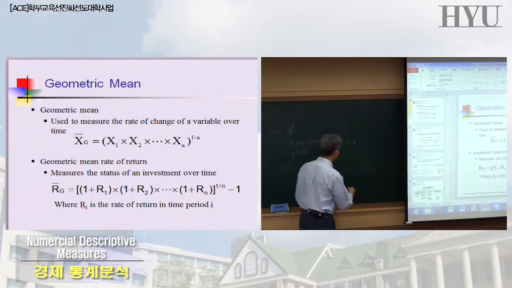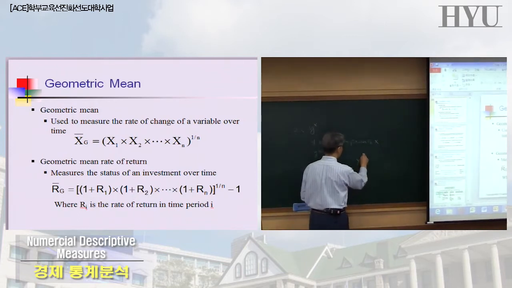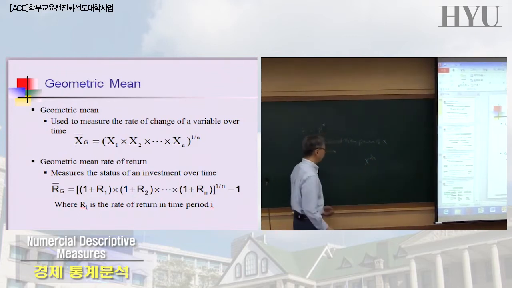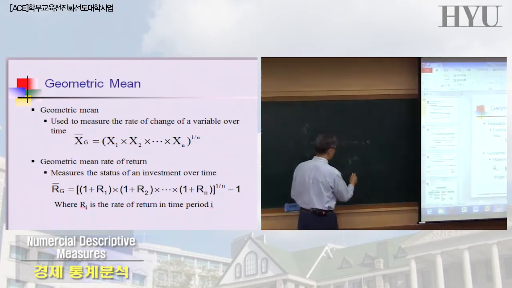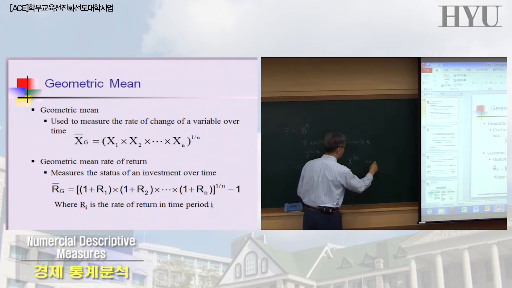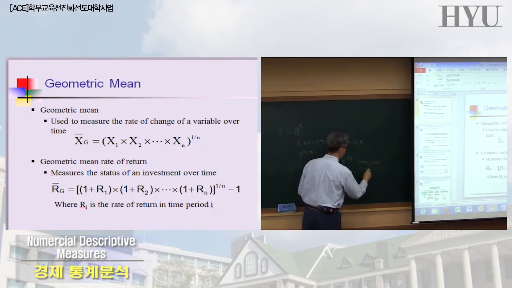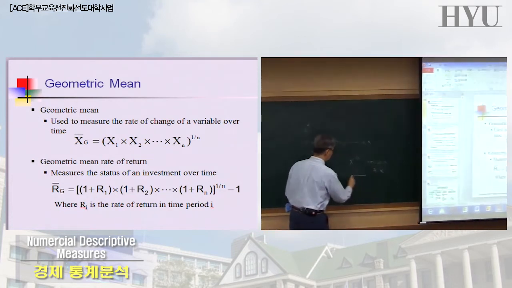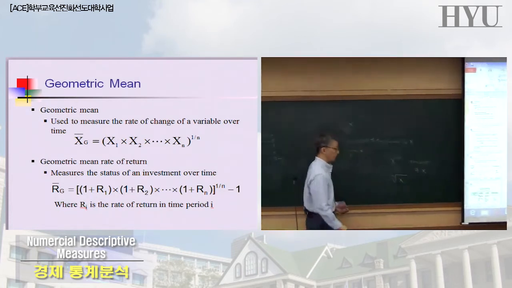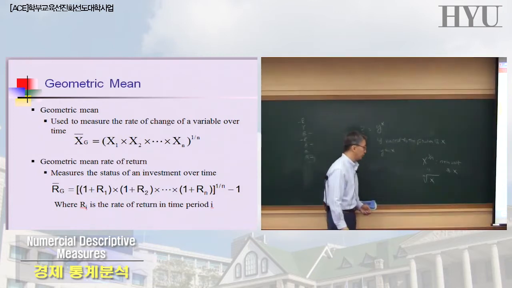If you have something like x to the power of 1 over n, you can say this is the nth root of x, because it's the same thing. Okay, nth root of x.